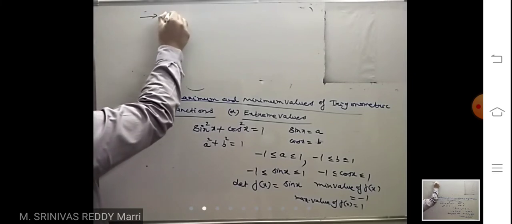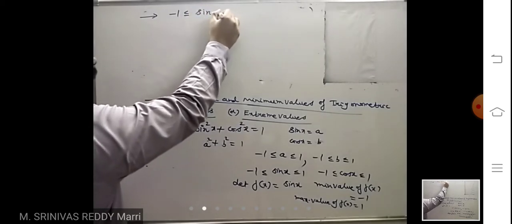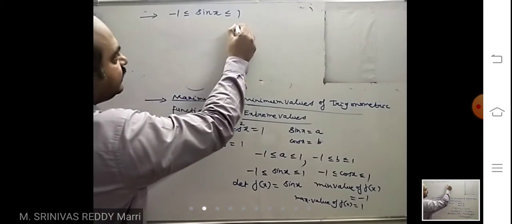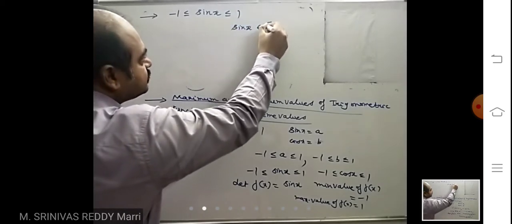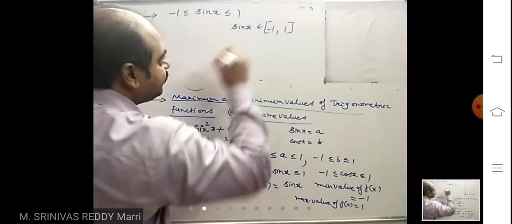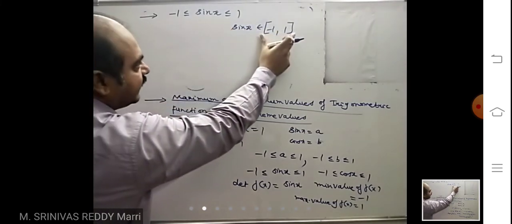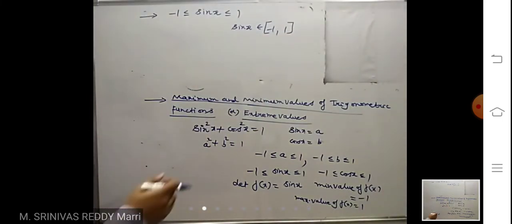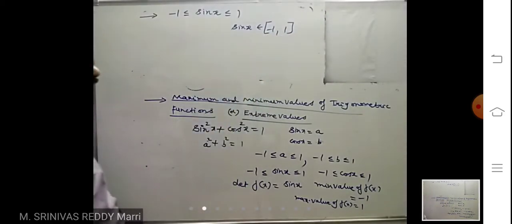Suppose take this one, sin x minus 1 to 1, or it is also sin x will be written like this. Sin x belongs to minus 1 comma 1. That means this value lies in this interval minus 1 to 1. This interval indicates that it will take a minimum value minus 1 and maximum value 1. Always it lies between minus 1 and 1, like that.